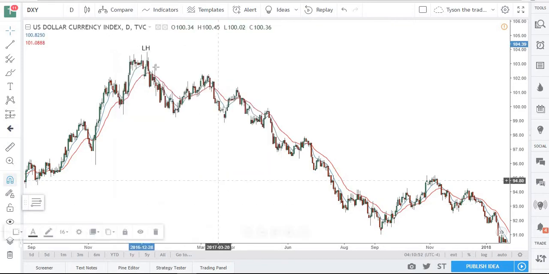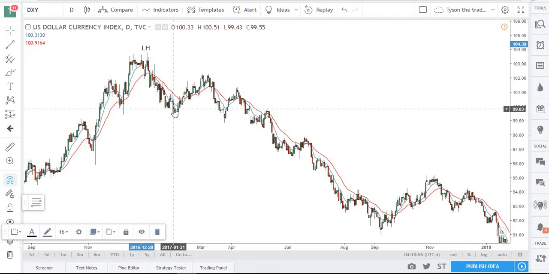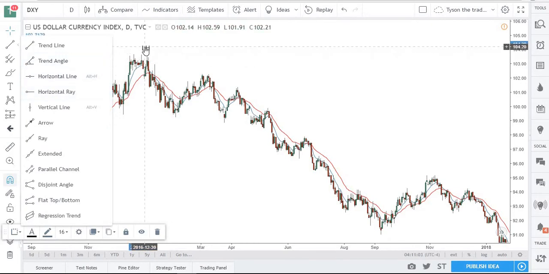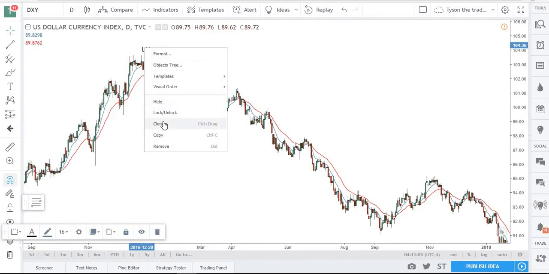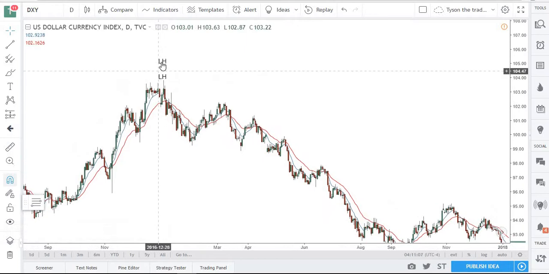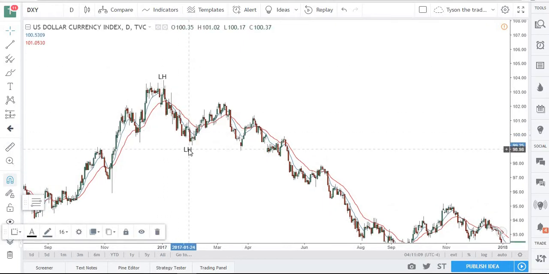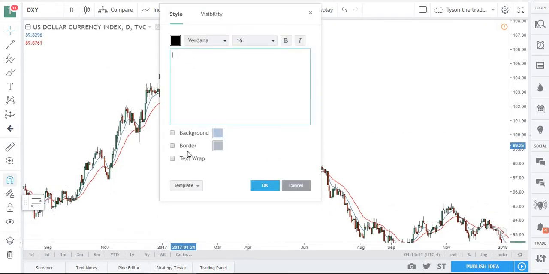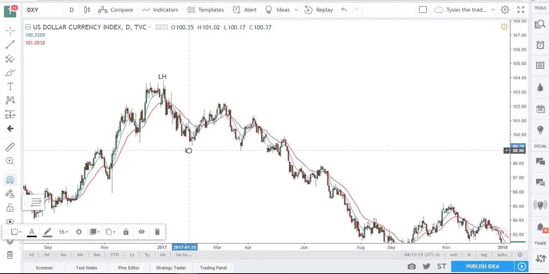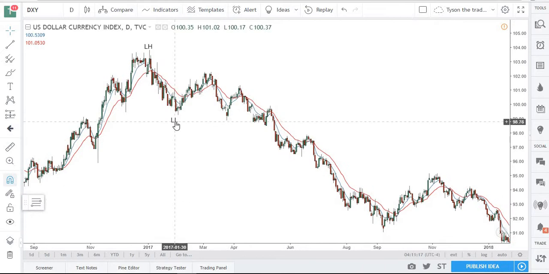As you can tell from here, we have this as our lower high, and this is our lower low because it's lower than our lower high. So it's more like a stepping formation going to the downside. Let's clone this. Sorry about that. Now this is our lower low. It's lower than the previous low, that's why we call it a lower low.